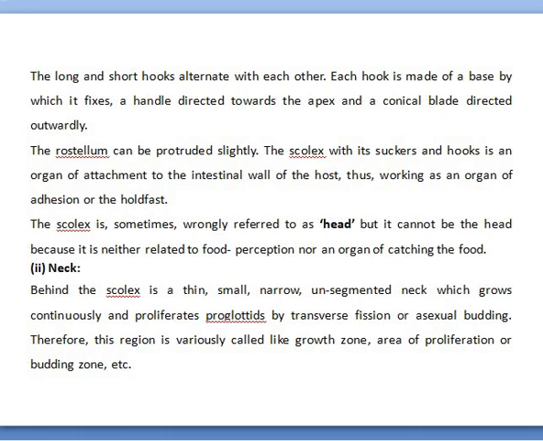Neck. Coming to the next part of Taenia solium: behind the scolex is a thin, small, narrow, unsegmented neck which grows continuously and proliferates proglottids by transverse fission or asexual budding. Therefore, this region is variously called the growth zone, area of proliferation or budding zone.